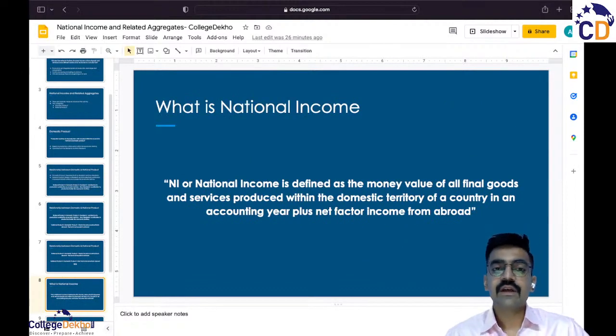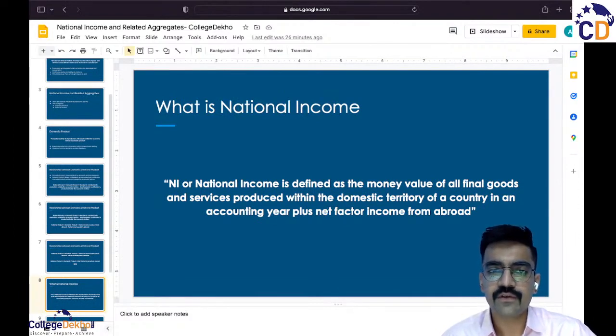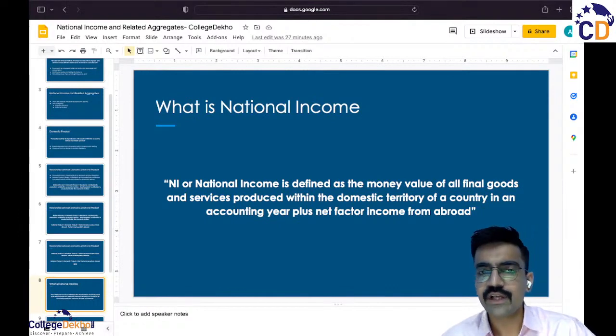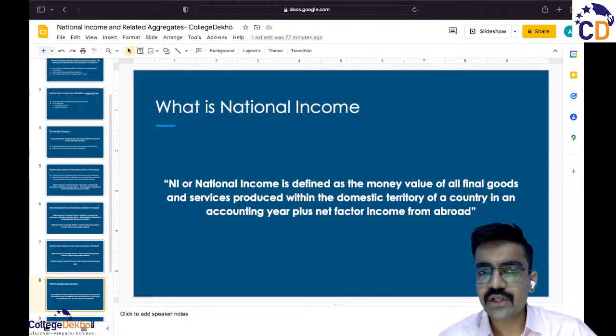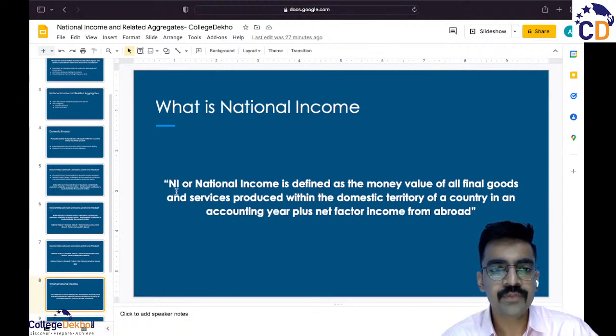Now let us understand what is national income. Up until now, we have discussed the very basics of macroeconomics, the domestic product and the national product, and we understood briefly what these terms mean. And now that we have understood the domestic product and the national product, let us get into what the term national income means. What is the income for a nation, for an economic territory? Let us read this definition along.